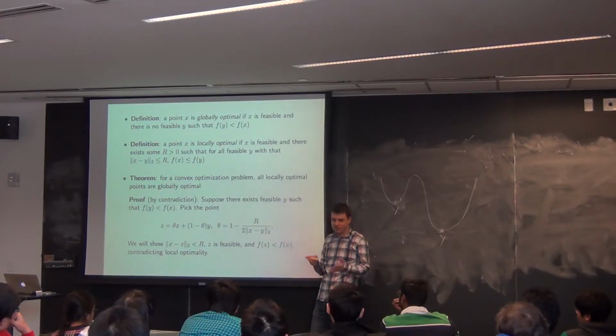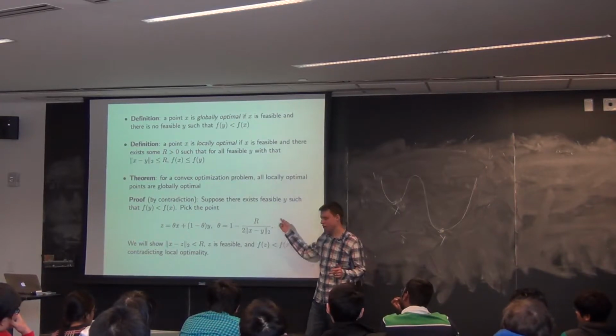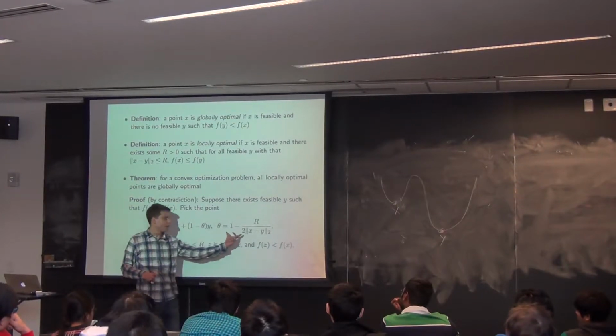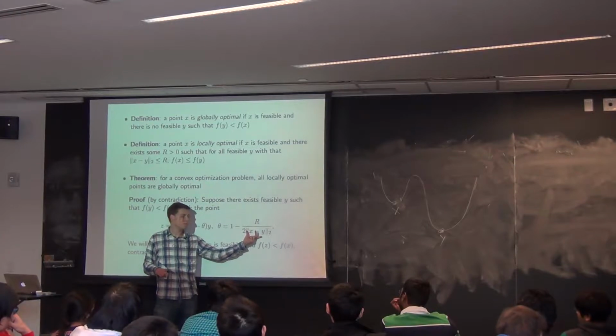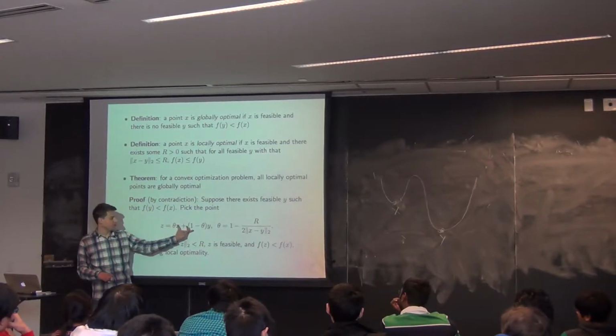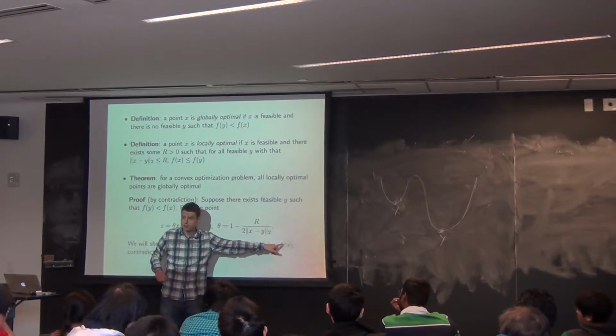And really, that's all there is to the proof. The details then are just in the next slide, and they're just the math. So essentially, why do I pick that particular value for theta? Well, actually, there are 2 things here I should mention. The first is that f of z is less than f of x. That's the first thing you show.